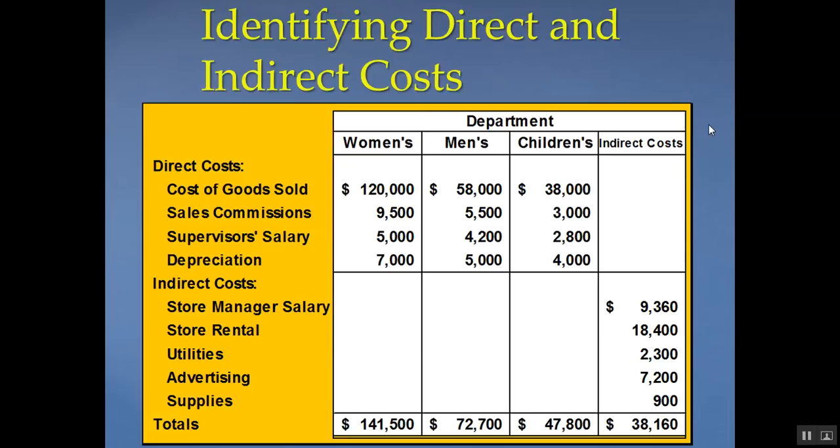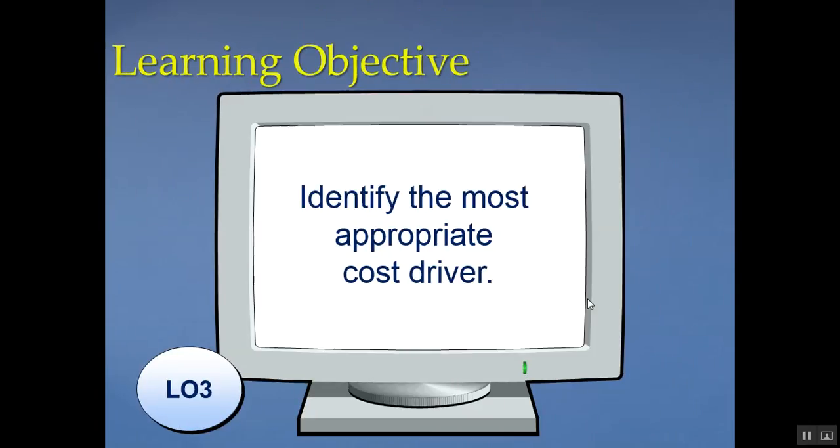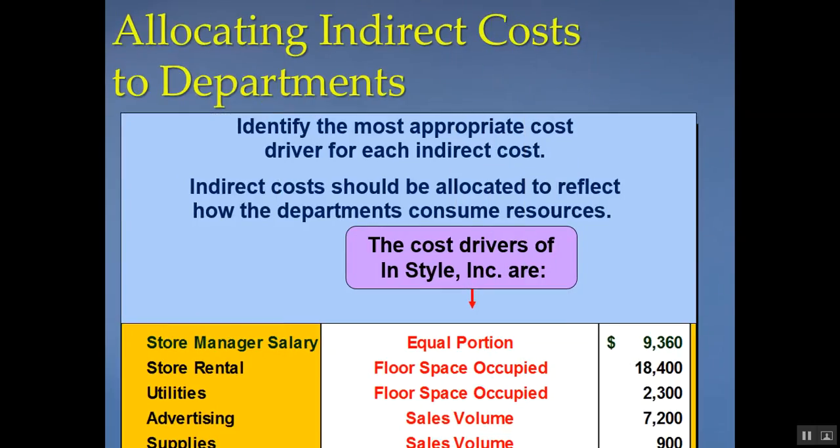Here is where we're going to introduce the concept of cost drivers and allocating these costs between the 3 different departments. So first we need to identify what the most appropriate cost driver is for the cost that we're looking at. So going back to this example, we're going to look at each of the costs and figure out what makes sense in terms of a cost driver.